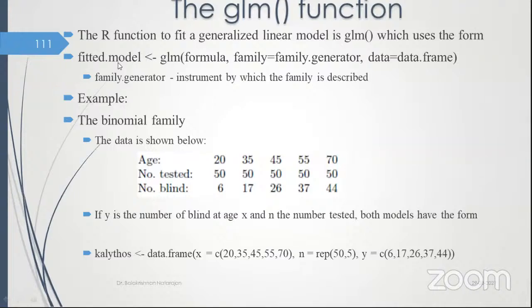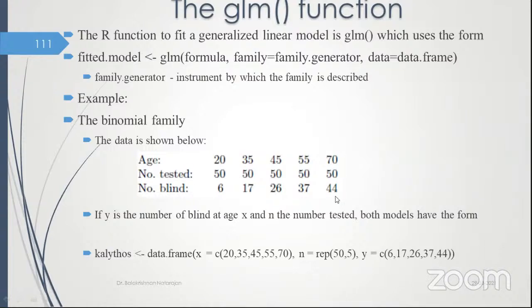And an example is given here for binomial distribution. So the ages of different people and how many times the test has been made and how many of them are blind. So in 20, about 50 tests were conducted and from which 6 of them are blind. And similarly, in the case of 70, upon 50 testers, 44 were blind.